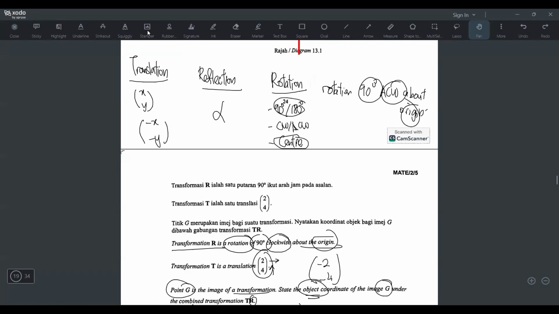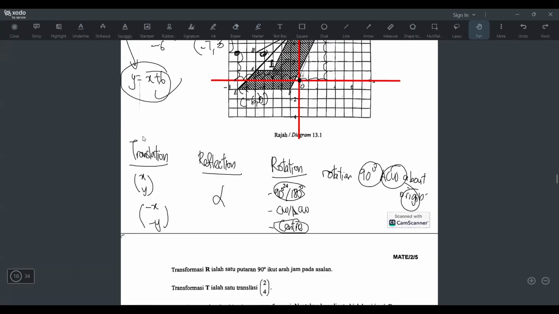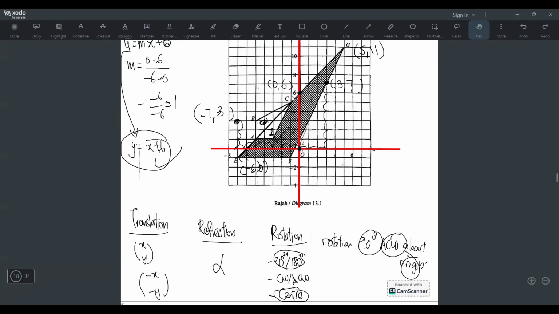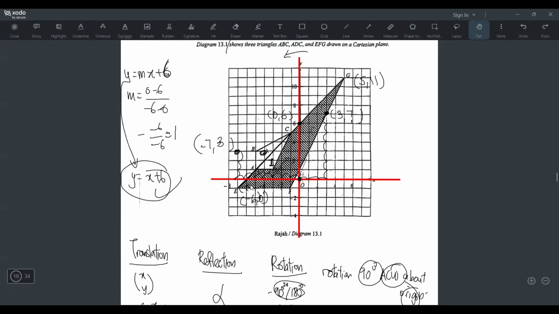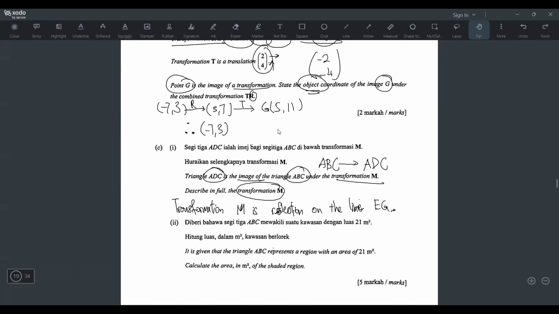So we can also write: transformation M is a reflection on the line y equals x plus 6. You can also write it like that. But if they label the line using alphabet, then it's better to just use the labeling. For example, this one, you can just call it the line EG. So it's much more simple.